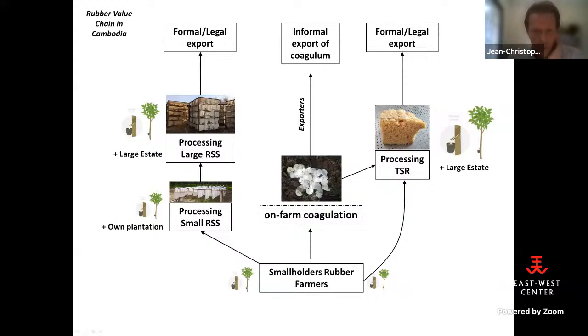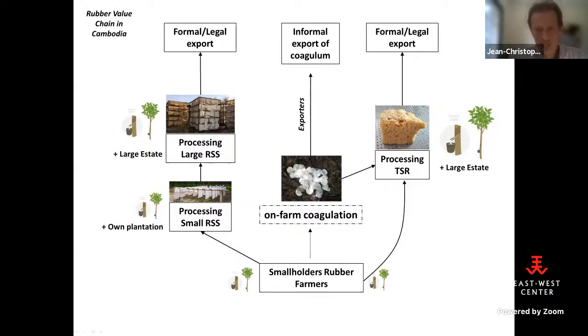So the bulk of the production is coagulated on farm by the smallholders and directly exported informally, so illegally, to Vietnam. It's illegal because legislation in Cambodia forbids the export of unprocessed rubber products. But the way the exporters manage to do this is that they maintain the price of the coagulum, the so-called cup lump, the unprocessed rubber, always a bit higher than the price of the latex, so that they can export it. And the idea, of course, of exporting it informally, illegally, is to not pay the export tax, which is $750 per ton.